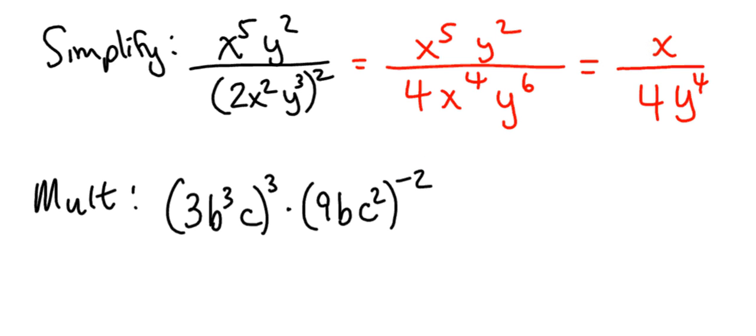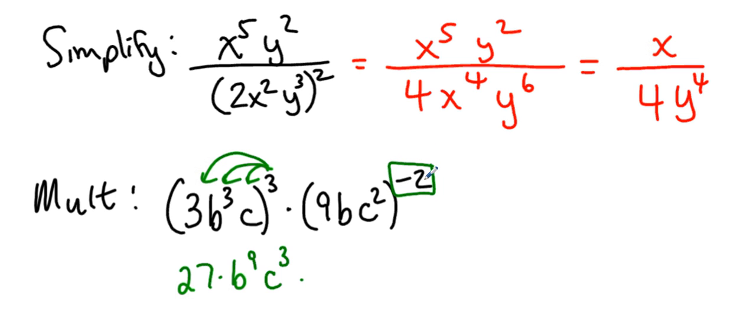Well, what happens there? Again, we're going to cube everything. So 3 cubed is 27. b to the 3 times 3 is b to the 9. That's a c cubed. Then we've got a negative 2, which means we're kicking stuff into the denominator with a positive 2 exponent. So 9 squared is 81. b squared is b squared. c squared squared, 2 times 2 is 4.